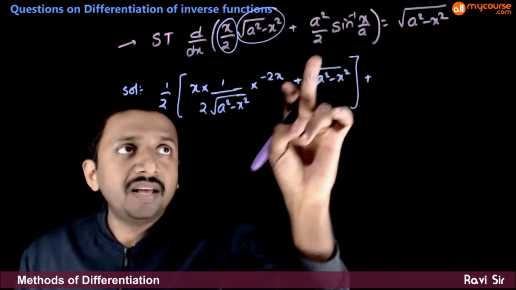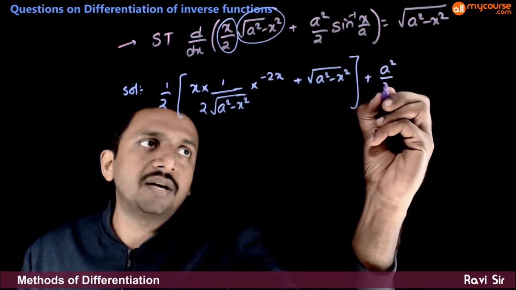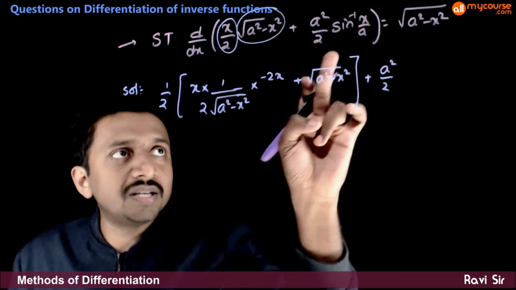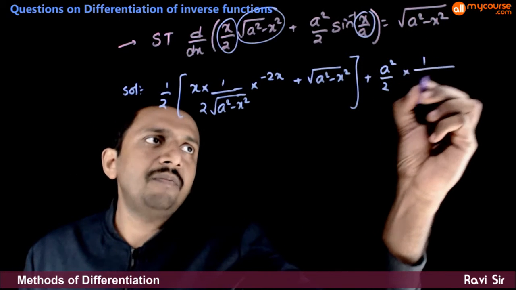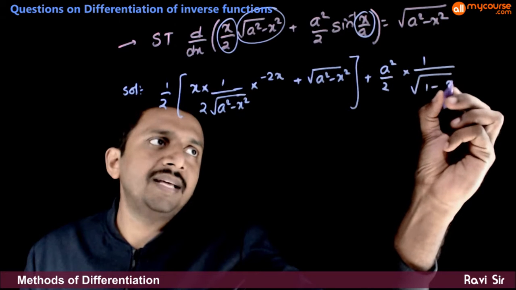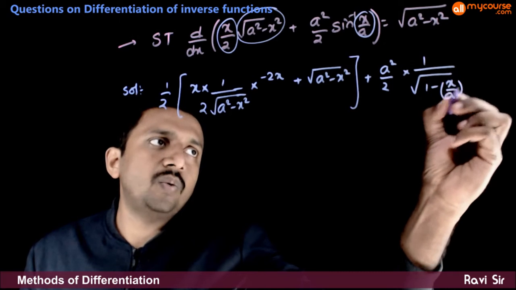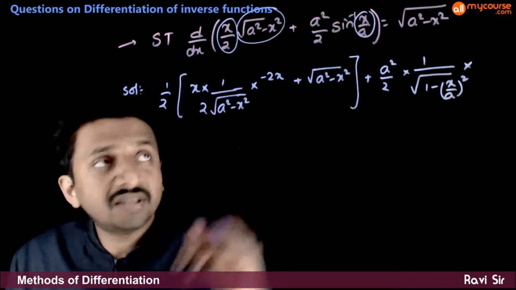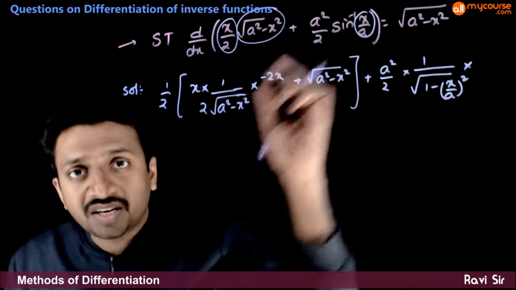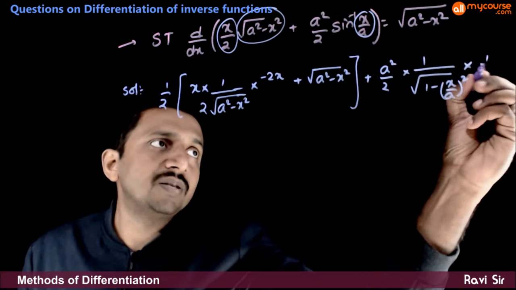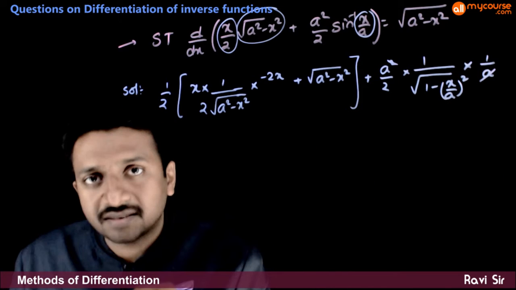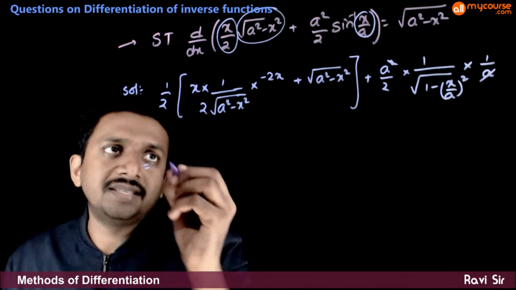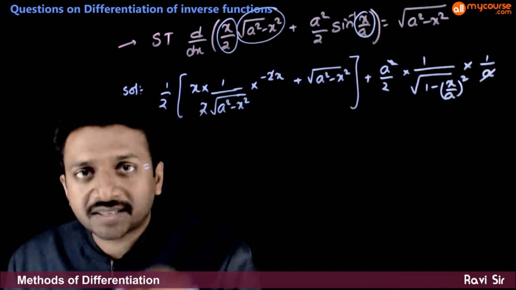Plus, a²/2 is a constant. So what is the differentiation of sin inverse of something? It is 1/root of (1 − something²) times the differentiation of this something. What is the differentiation of x/a? It is 1/a. This a gets cancelled, and this 2 and this 2 also get cancelled.